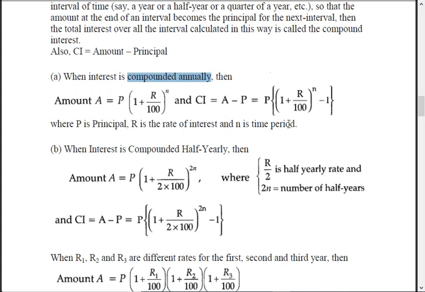Don't remember this other formula. It is of no use. It's just the combination of these two. So remember only this much: A and CI. That's it.